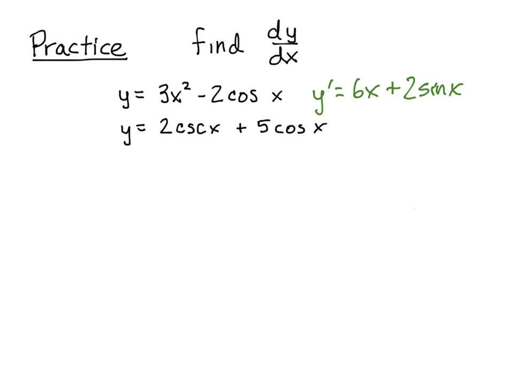Okay, so there's the second one, 2 cosecant of x plus 5 cosine of x. See how that one works for you. I'll make myself some room here.